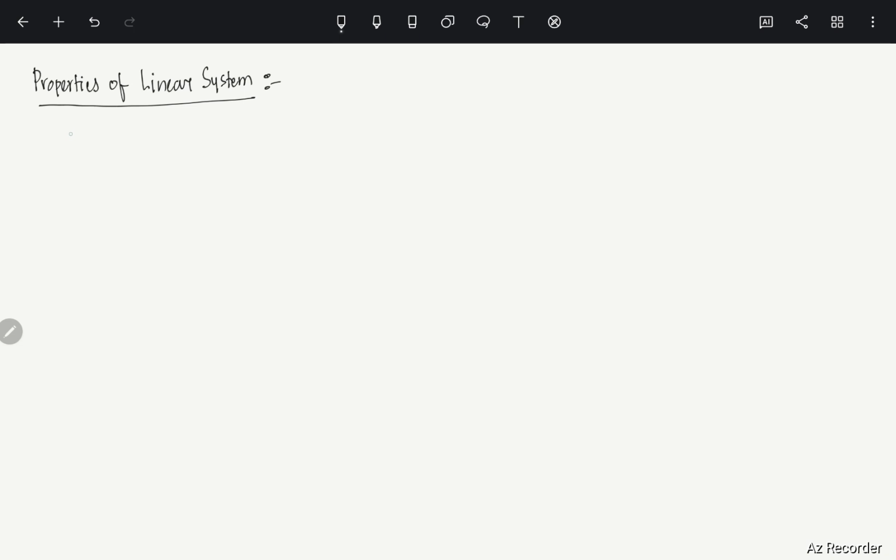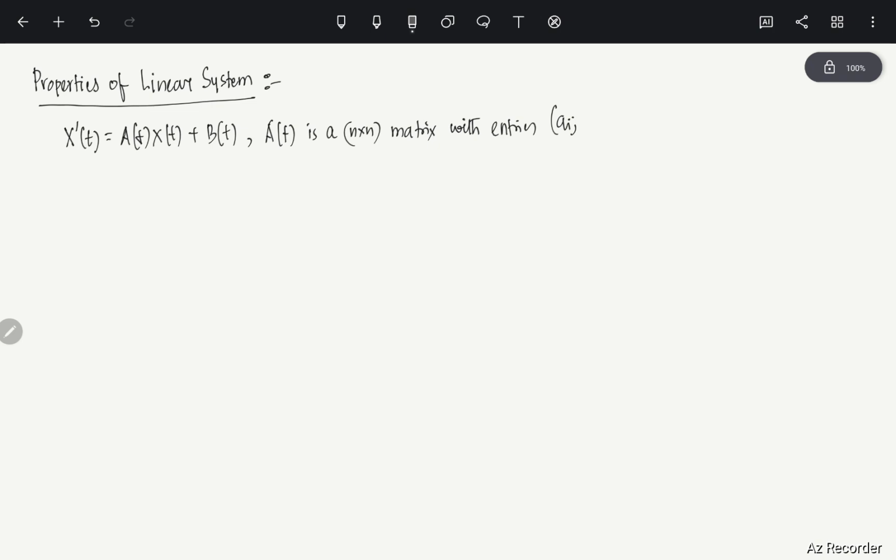So essentially we have a system which looks like this: x prime of t equals A of t times x of t plus b of t. Here we are assuming that A of t is an n cross n matrix with entries aij. Clear? And these aij, of course, depend on t.